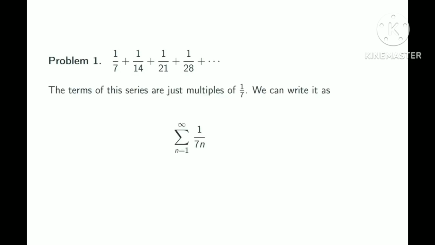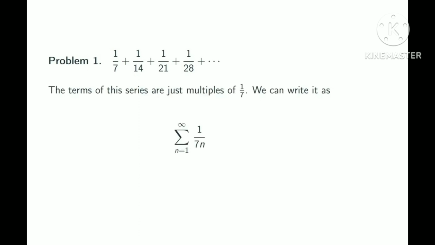So we have here an example, and let us determine if this problem converges or diverges. We have 1 over 7 plus 1 over 14 plus 1 over 21 plus 1 over 28 and so on. The dots are the sign that this problem is an infinite series. As you can notice, the denominators are all multiples of 7, so we can use that fact to write this in sigma notation.